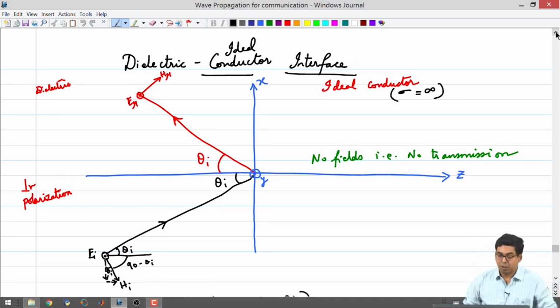Just to go over what we saw last class, there was an interface between a dielectric and an ideal conductor. We have used the same coordinate system as for dielectric interfaces. A plane wave is being launched to the interface. Since fields don't exist inside an ideal conductor, there is no transmission coefficient to calculate, so we attempted to calculate the reflection coefficient. We assumed that the electric field does not flip its sign and the magnetic field flips its sign in order to form the right-handed triad.